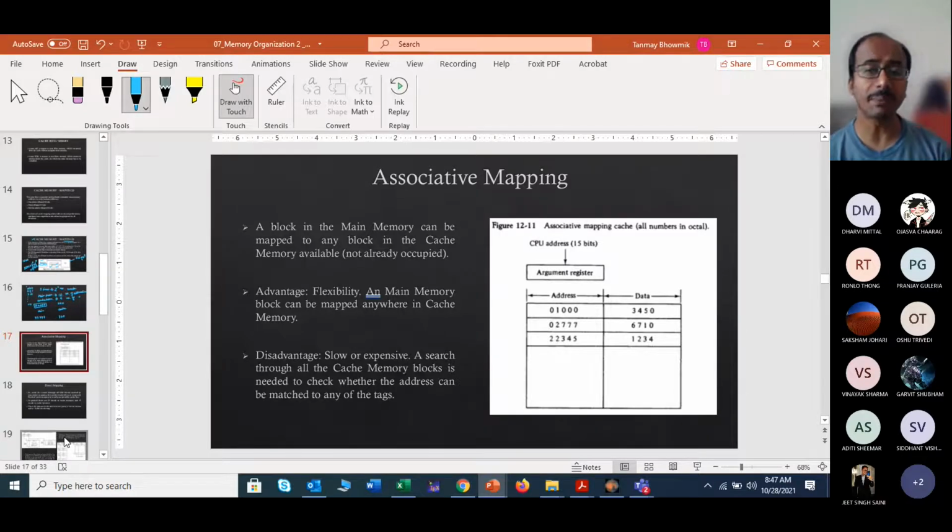In associative mapping, a block in main memory can be mapped to any block in the cache memory that is available, not already occupied. That means in your cache memory, there is some section which is holding some data and some which is not holding any data. Those blocks are empty, and an empty block can be mapped with any main memory data. Where will it be mapped? In that location which is not already occupied, that means which is free.